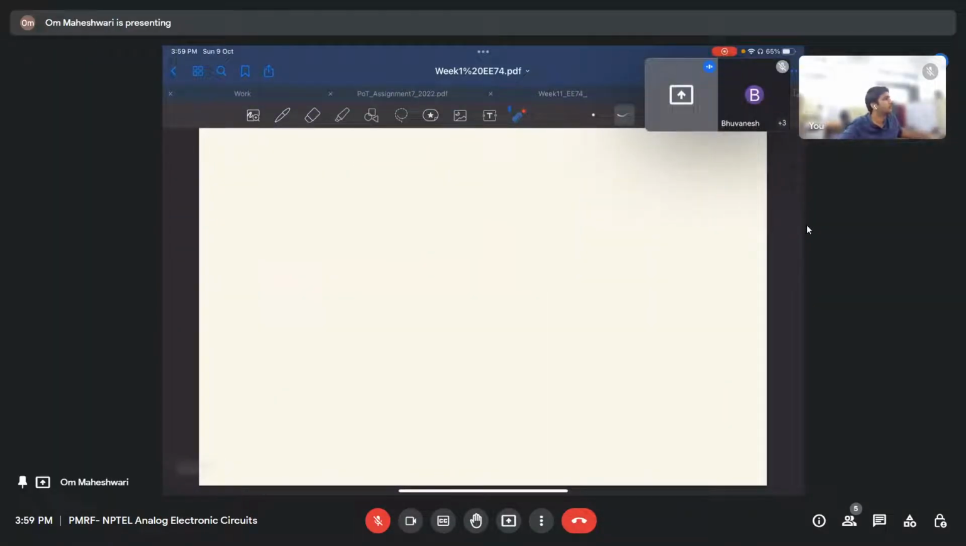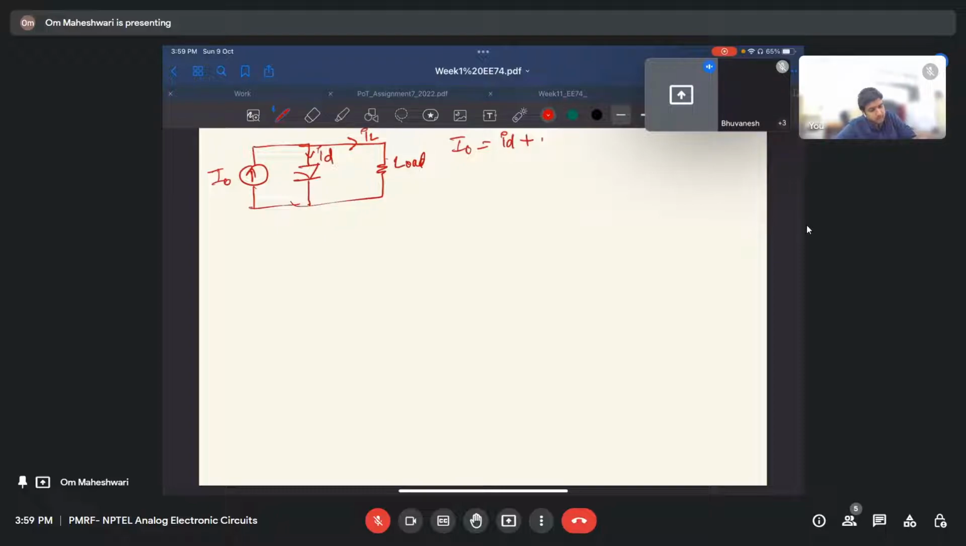This is our load, let's say. IL is this. This is, let's say, ID. I naught equals ID plus IL. ID is IS exponential VL by VT minus 1.